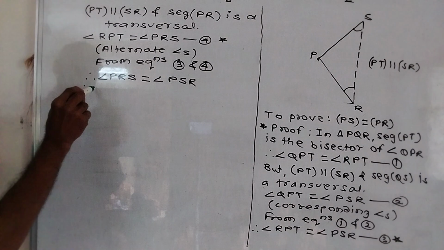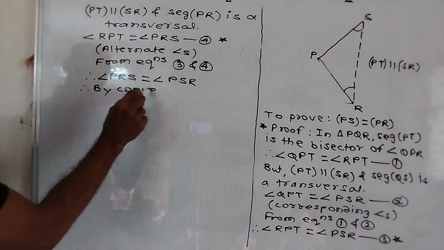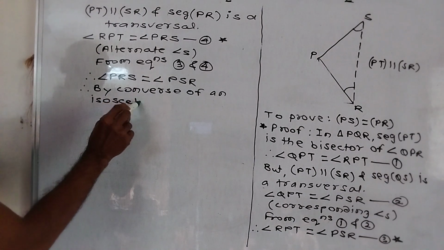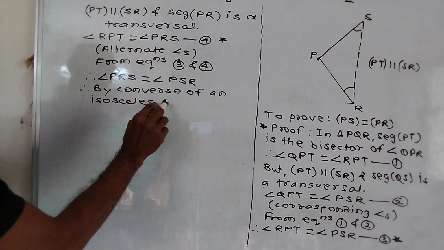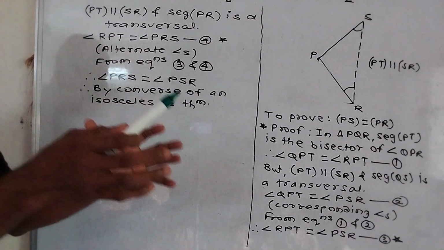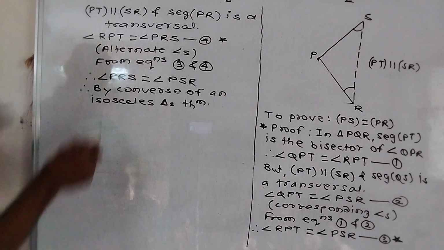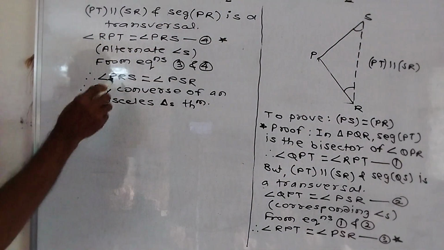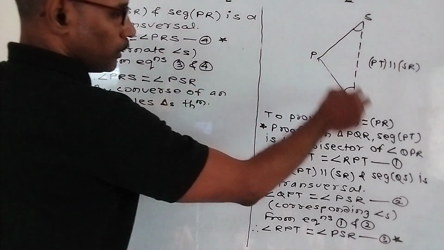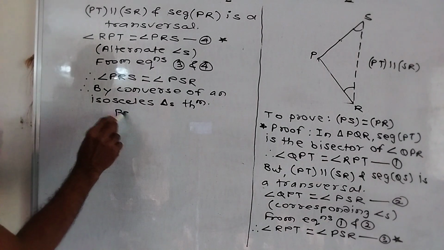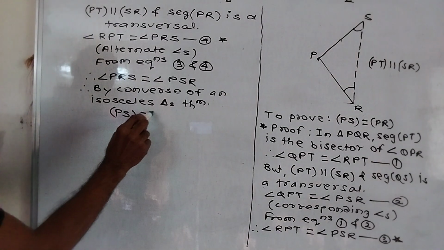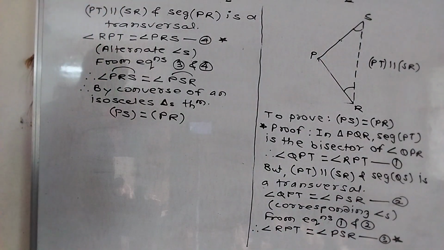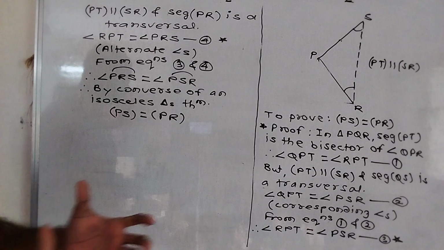Therefore, by the converse of the isosceles triangle theorem, page number 33. If angles are congruent, then sides opposite to them are also congruent. Side opposite to angle PRS is equal to side opposite to angle PSR, that is, PS is equal to PR. This is what was to be proved. This is the magic of mathematics, geometry, algebra.